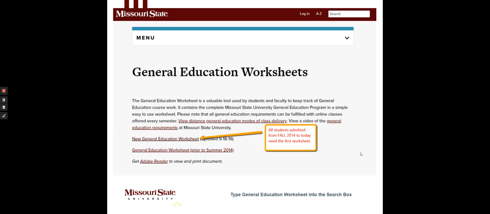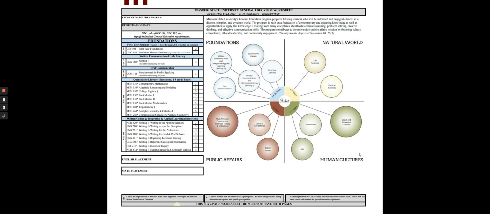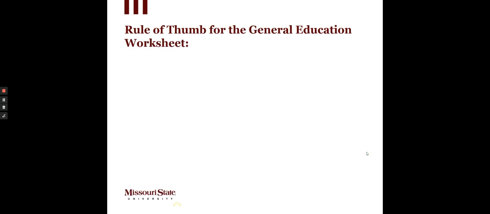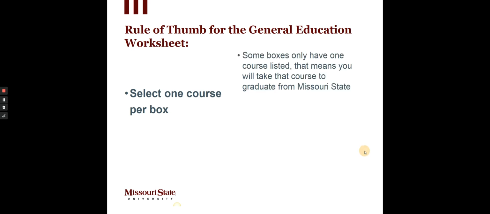You can find the general education worksheet by going online to Missouri State's webpage and searching General Education Worksheet. Page 1 of the worksheet shows the foundation courses and gives an overview of the program. Page 2 shows 3 different areas under the breadth of knowledge: the natural world, human cultures, and public affairs. The rule of thumb for the general education worksheet is to select one course per box.